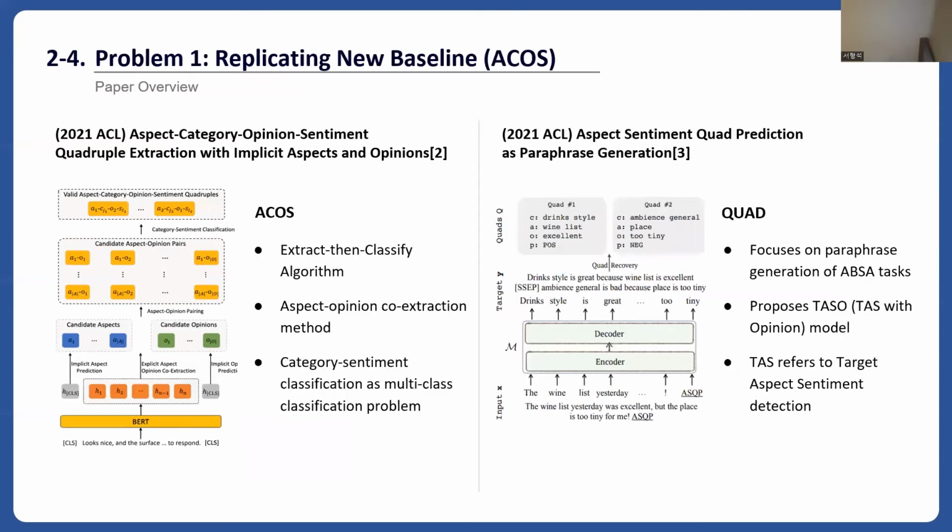There are two main papers that deal with all four components in ABSA tasks: the ACOS and Quad papers. The ACOS model introduces a new extract-then-classify algorithm, and the Quad paper works by simply adding an opinion tag to the existing TAS model. Both papers are meaningful in the sense that they propose new datasets for ABSA tasks containing all four components. Therefore, we decided to use these two papers as our new baseline, but due to limited storage, we have only replicated the ACOS paper, which used fewer resources.